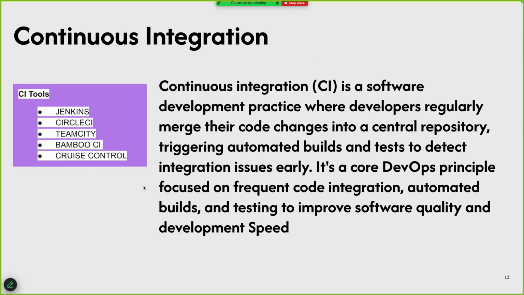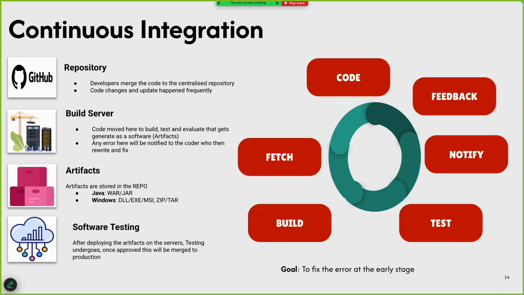So that is the continuous integration. Okay, I explained it to you without the slide. GitHub is the repository, like I said, where developers write their code and merge it with the centralized repository. Code changes might happen every day, or once in a week, or twice in a day. It is subject to change, right?